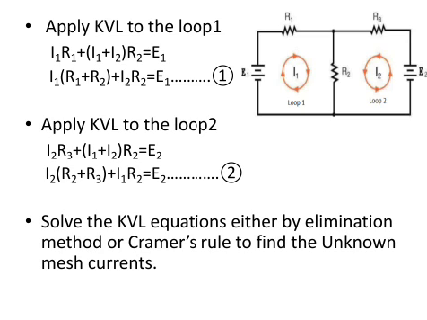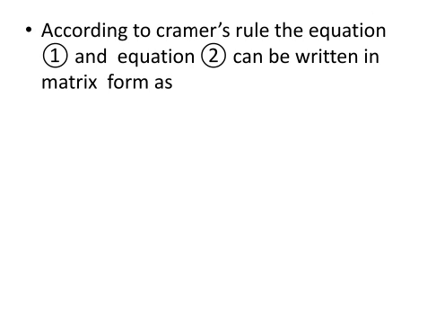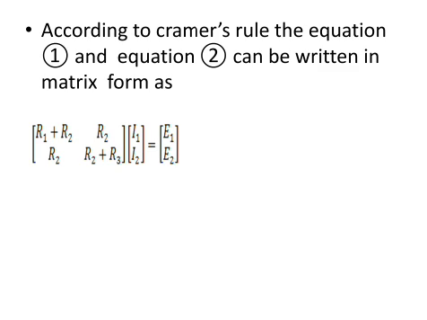Solve the KVL equations, that means these two equations, equation 1 and equation 2, either by the elimination method or Cramer's rule to find the unknown mesh currents. According to Cramer's rule, equation 1 and equation 2 can be written in matrix form as, on the left hand side of the system, the coefficient matrix, that means the coefficient of I1 and the coefficient of I2, and the right hand side with the answer values, that means E1 and E2.